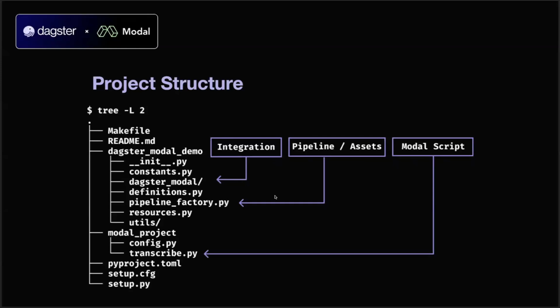For this project, we're actually using a pipeline factory. So instead of just having all of our logic in one big asset, we're using this factory method where each podcast will have its own pipeline. And when you look in the Dagster UI, you'll see the lineage for each podcast. The main Modal script that we're running is transcribe.py, and that's the script that's cutting up the segments of the podcast and then transcribing those.